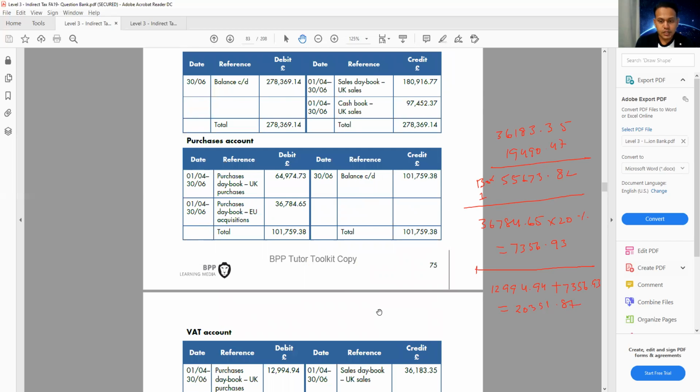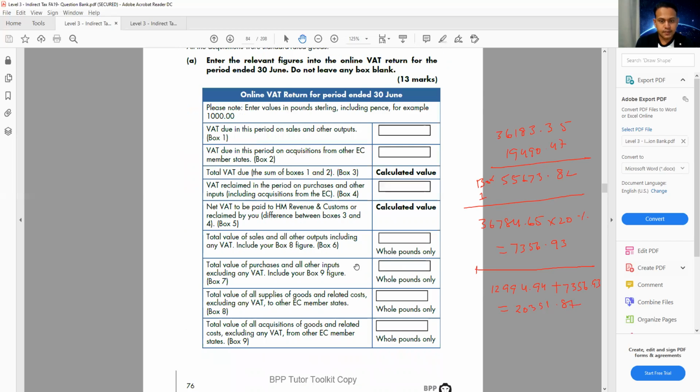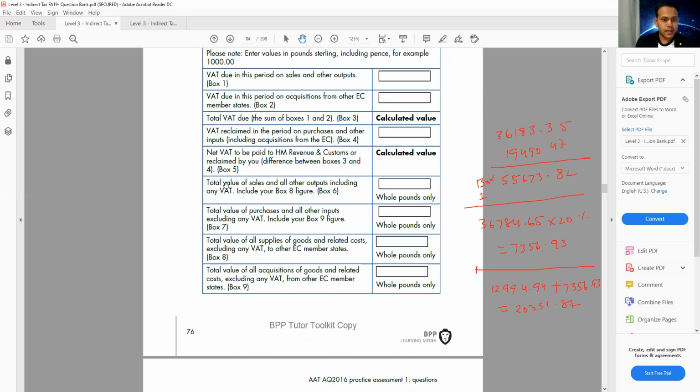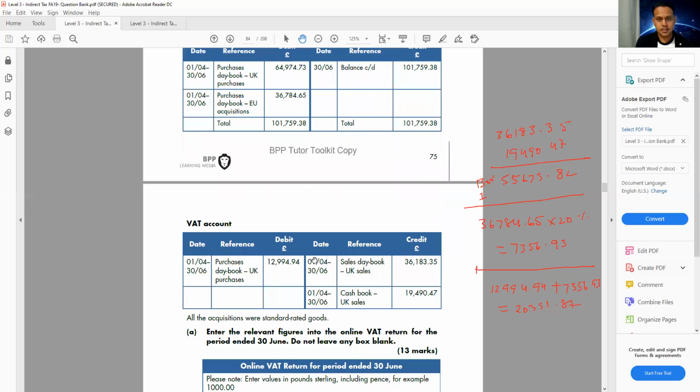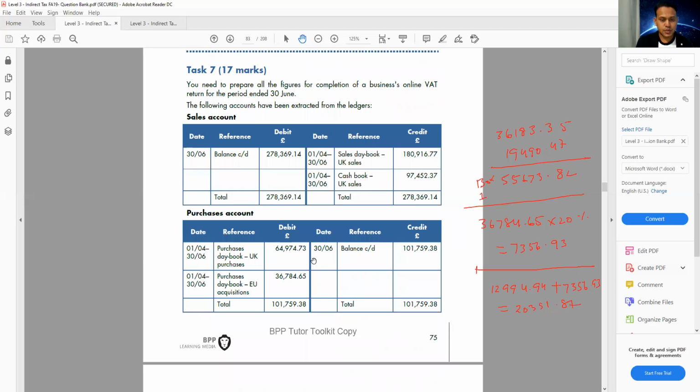All right, so let's move on to our next box. Box 5 is all about the difference between box 3 and box 4, but it is a calculated value. We don't have to calculate that. The next one we have here is the total value of the sales, box 6. This includes everything, including box 8 as well. So all the sales, how much sales we have in total.